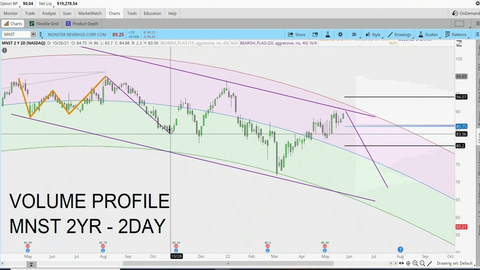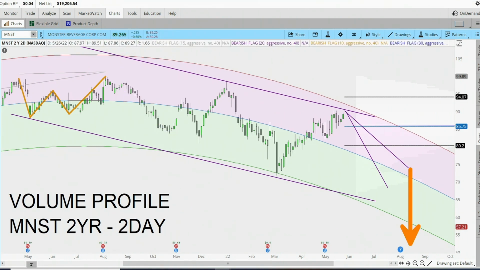Using multiple runs lower, you can see there's a possibility that this wouldn't work out all the way till August. So be mindful of that.